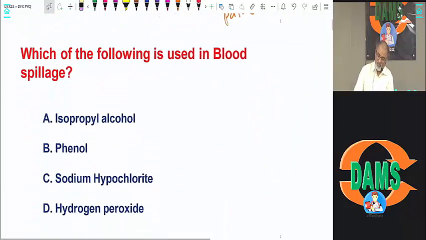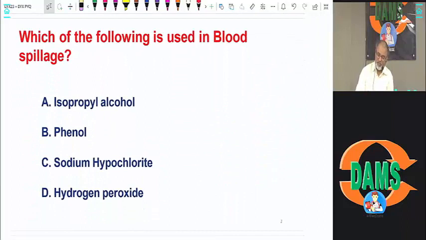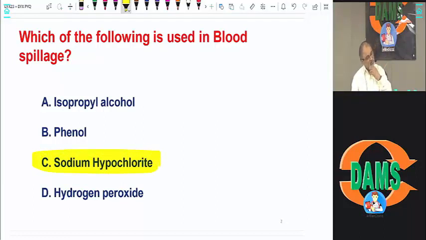Next is, which of the following is used in blood spillage? Any blood spillage you can use what? Sodium hypochlorite. Chlorine based. 0.5 to 5% available. So on average you are using 1%. Blood spillage, always think of it.